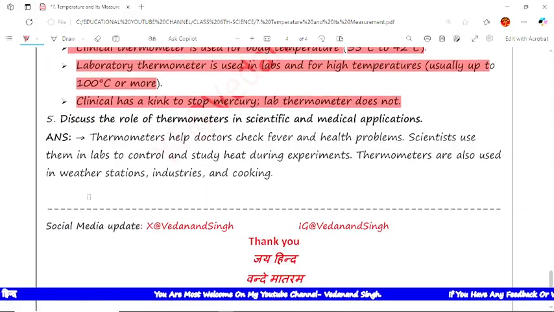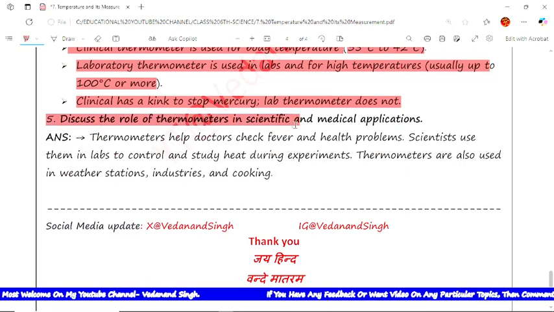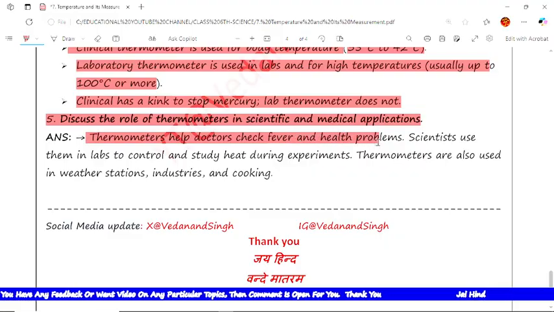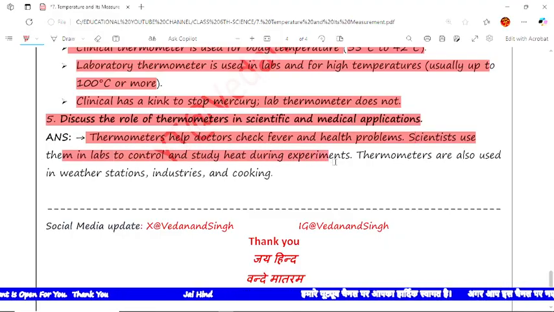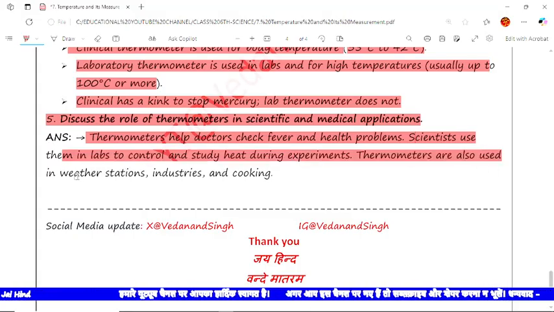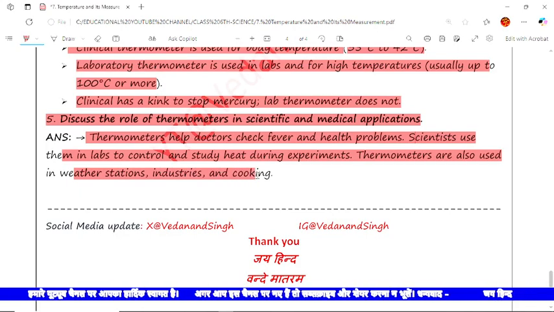Okay, now the next and last question. Yes, this is the last question. Discuss the role of thermometers in scientific and medical applications. The answer is that the thermometer helps doctors check fever and health problems. Scientists use them in the lab to control and study heat during experiments. Thermometers are also used in weather stations, industry and cooking.